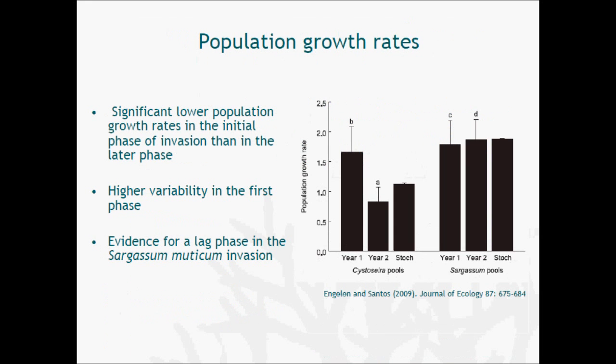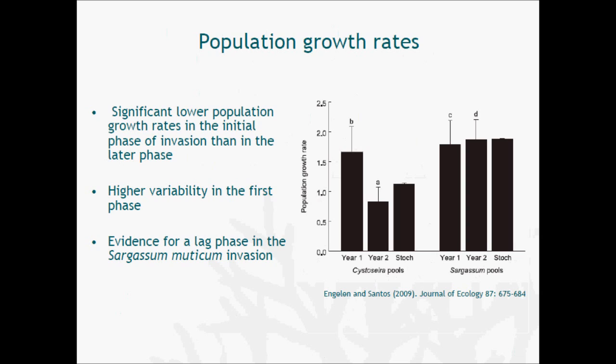So we are looking at population growth rate. This means how much the Sargassum muticum population is growing, here in the Cystoseira pools in the first phase of the invasion, or in the Sargassum-dominated pools in a later phase of the invasion. And it's very interesting. These are generally lower than these ones. So the population grows better in a second phase of the invasion, which is understandable.